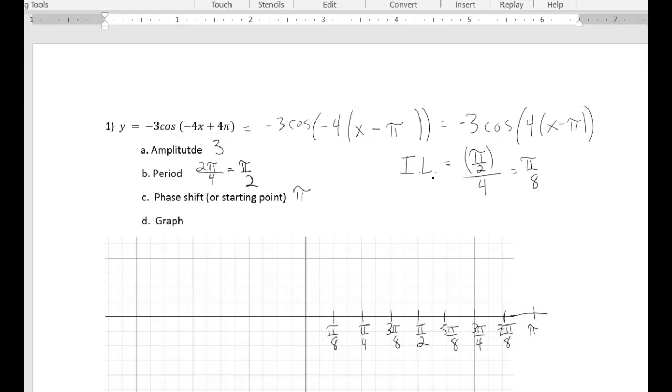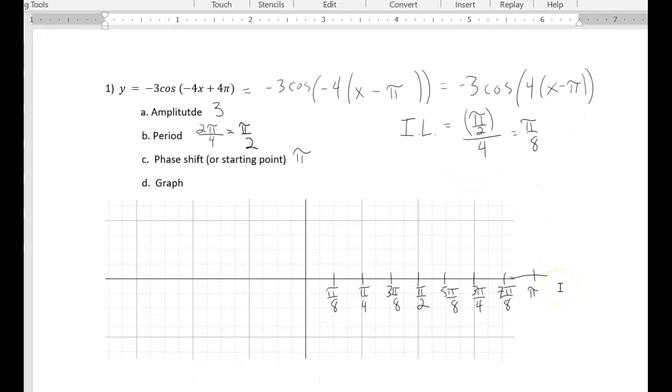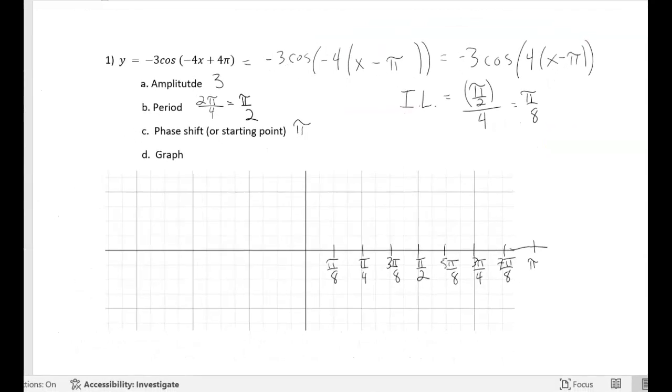Now I just have to know where this thing starts, or where the first point is going to be, so the phase shift was pi, right? So I go to x value of pi, we would shift pi units to the right, and somewhere along here is my first point, but I know it's the cosine curve. So let's say 1, 2, 3, that's -3. 1, 2, 3, that's +3, and it's reflected because of that negative sign. So I'm going to start right here.